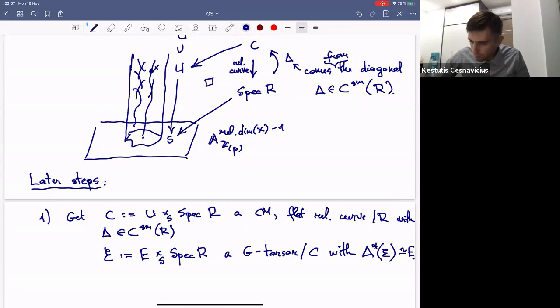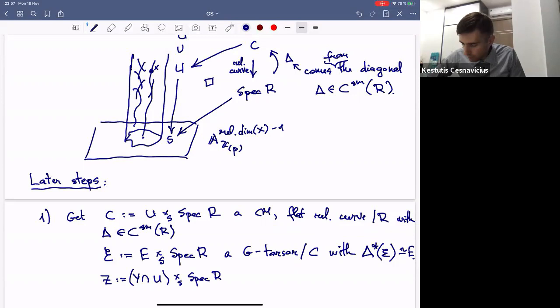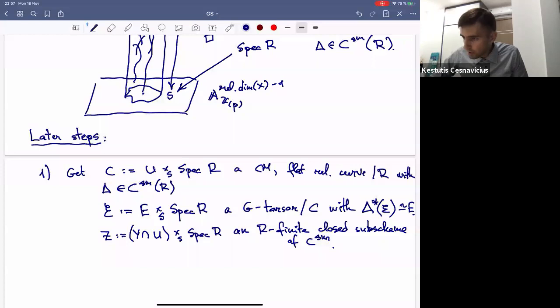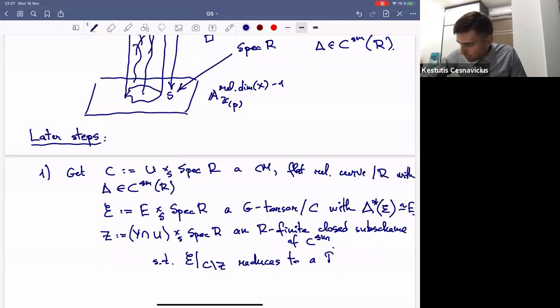because basically from how the section is constructed, that's just a diagonal. And we have a Z, which is the base change of Y intersect with U, an R-finite closed subscheme of C, in fact of the smooth locus of C, because we ensured that this Y intersect with U is even smooth. We used Bertini theorem a lot for that. And this Z is such that E restricted to C minus Z reduces to a torsor under the unipotent radical of a Borel.